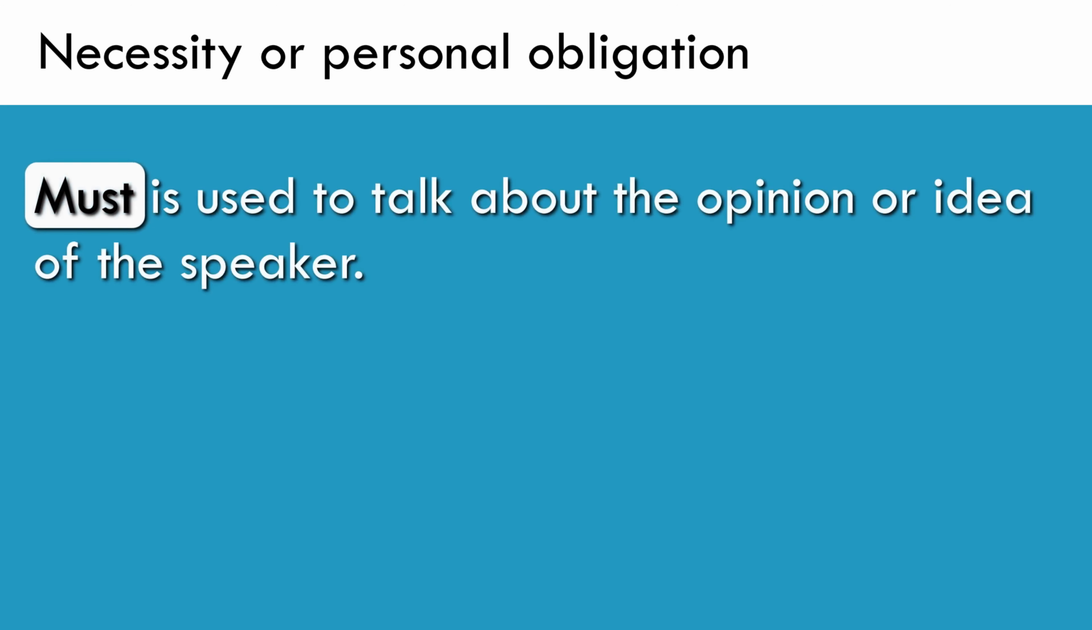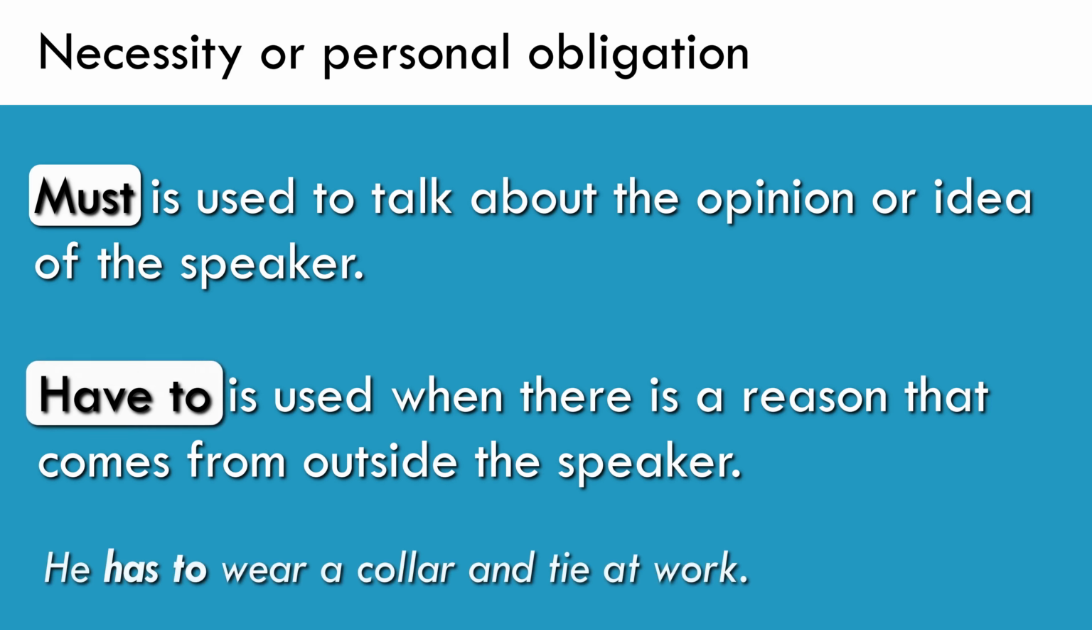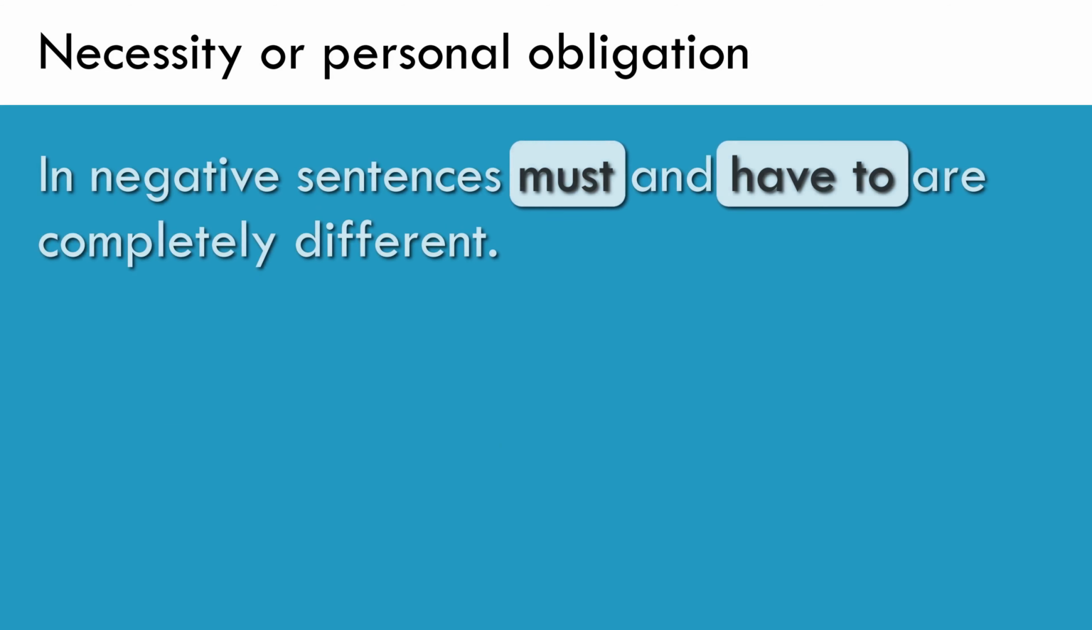Must is used to talk about the opinion or idea of the person speaking. Have to is used when there is a reason that comes from outside the speaker. For example, he has to wear a collar and tie at work. In negative sentences, must and have to are completely different.